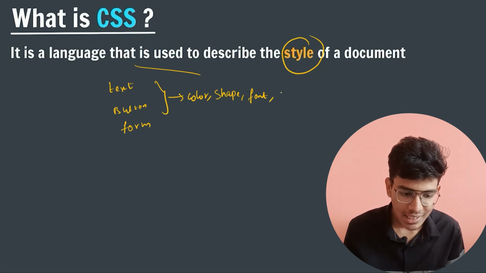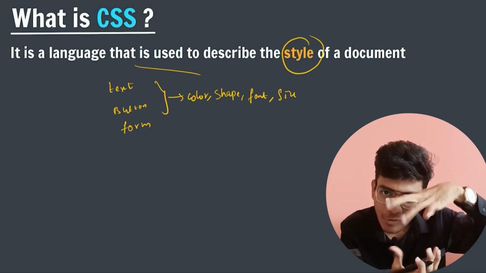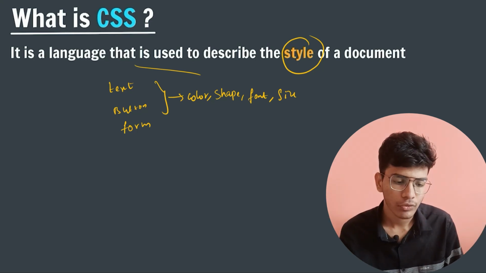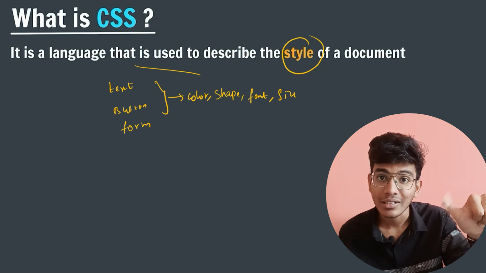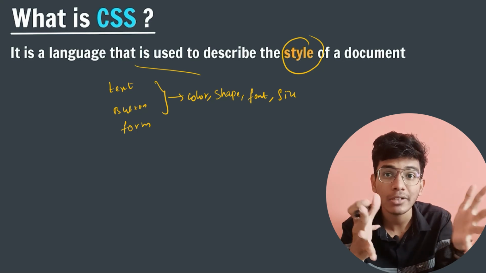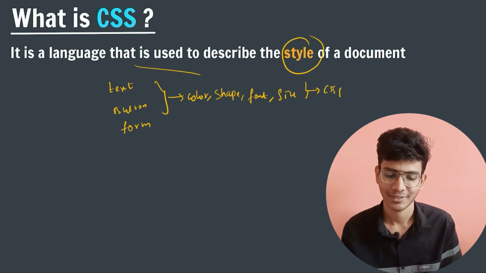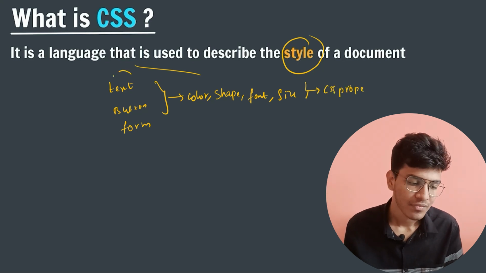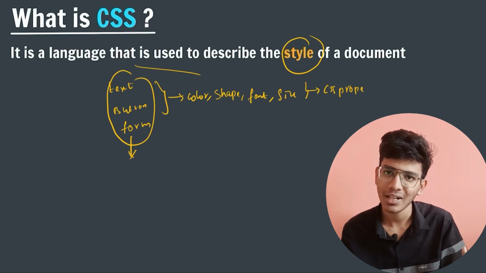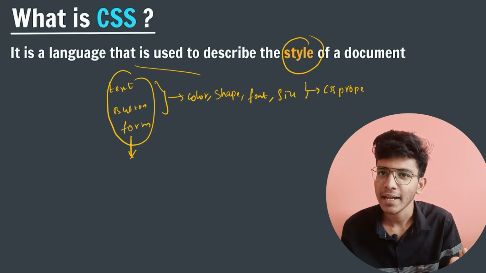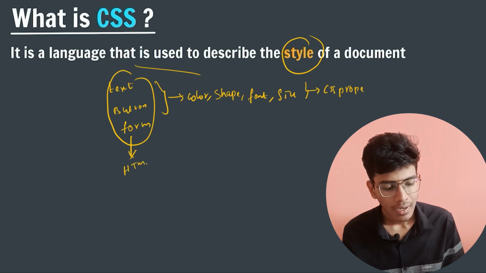Similarly, you can change the size of the table, the size of the form, the size of the text. All these properties, the color, shape, size, font family, font size, the spacing between two letters, we call them CSS properties. Tags, these are the HTML tags. In text we have the h1 tag, paragraph tag, h2 tag, bold tag, italic tag. These things are known as HTML tags.